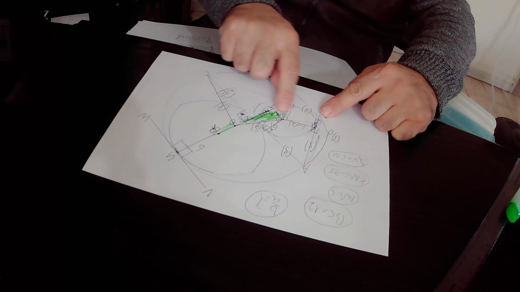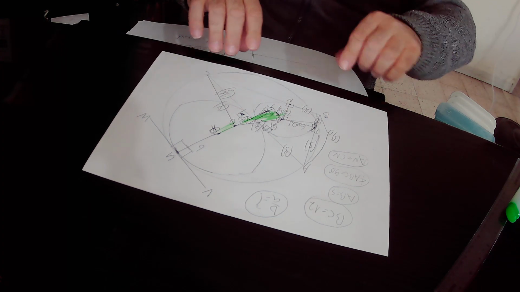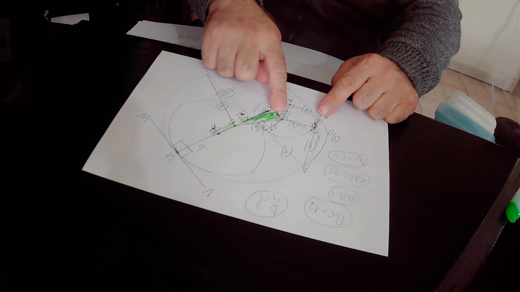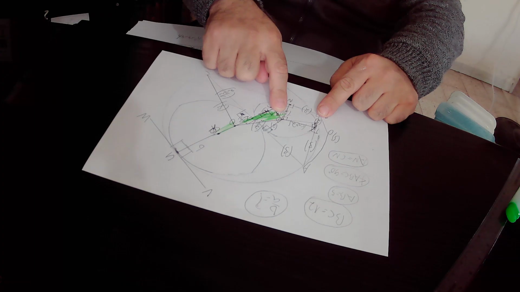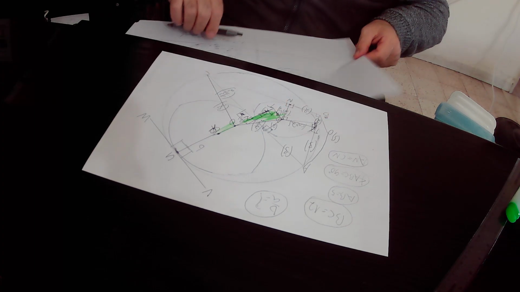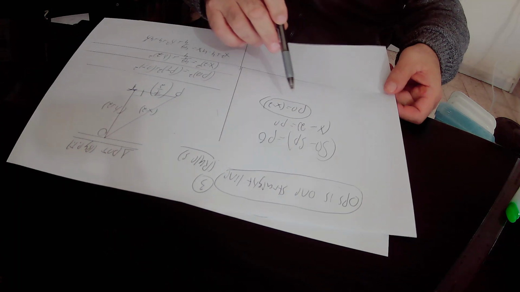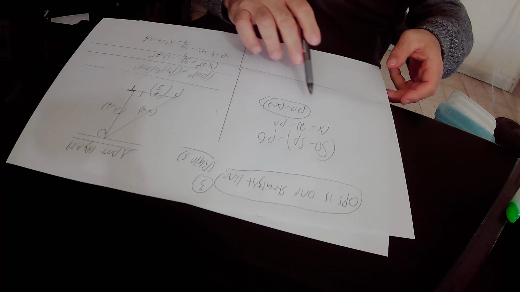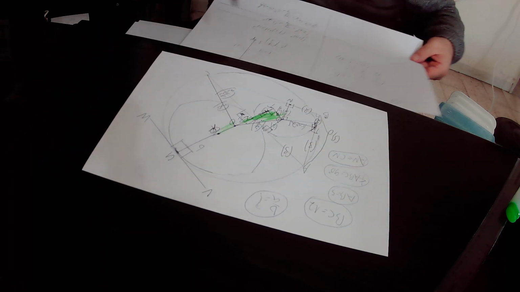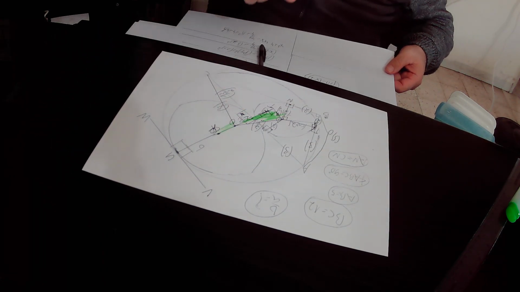SO minus SP equals PO. What is the definition of SP? P is the center of the circle, S is a point on the circle itself, so PS is the radius of the circle, which is equal to 2. So we can substitute PS or SP by 2, and in total we found out that PO equals X minus 2. This line segment PO equals X minus 2.